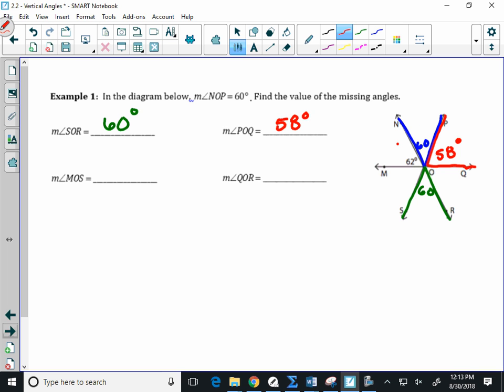Because what do these three angles make? 180. They make a straight angle. We can call it a linear triple because there's three of them, not a linear pair. Yeah, they make a straight angle. So we all know they add up to 180 degrees. So we can just subtract them. We just do 180 minus 62 minus 60. This is 58 degrees.